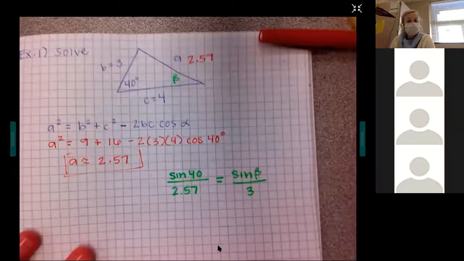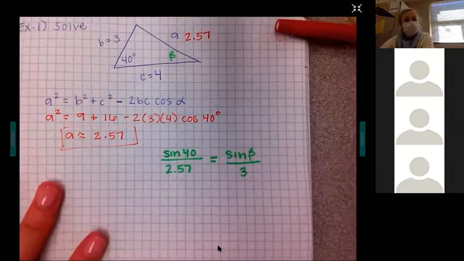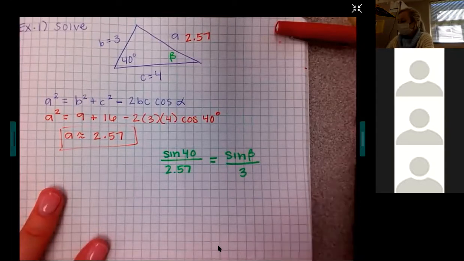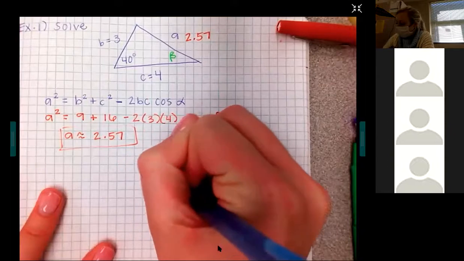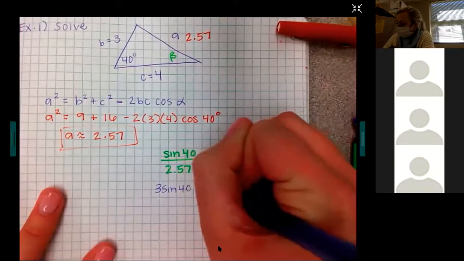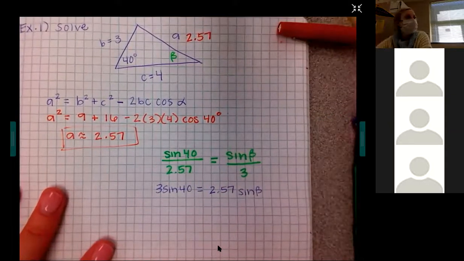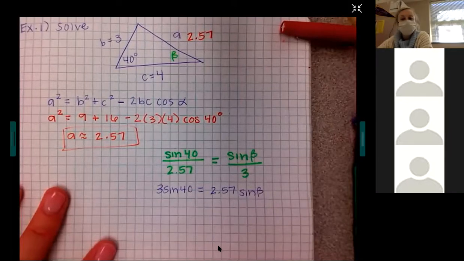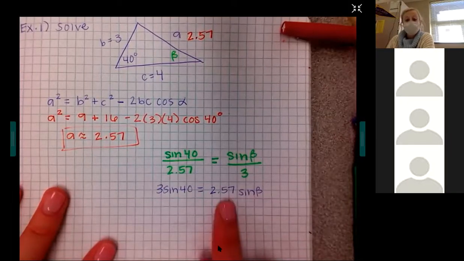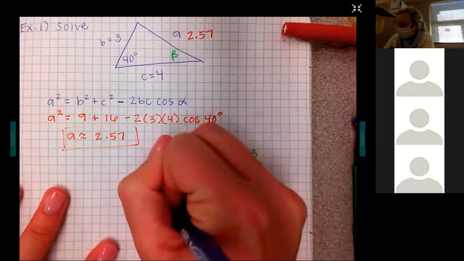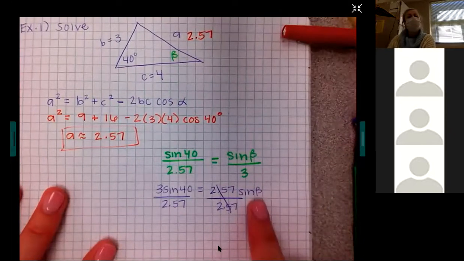All right, people at home, I need y'all to unmute and ask a question if you have one. I'm going to keep going because I don't hear anything. All right, what do I do now? Cross multiply, fantastic. 3 sine of 40 is what I heard from somebody else, equals 2.57 sine of beta. Now this is going to be the step that's different. How do you get beta by itself? Divide 2.57, good. Make sure I show all my work. And now, how do I get rid of the sine?